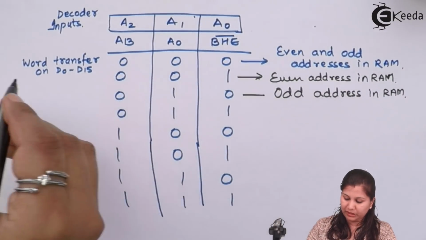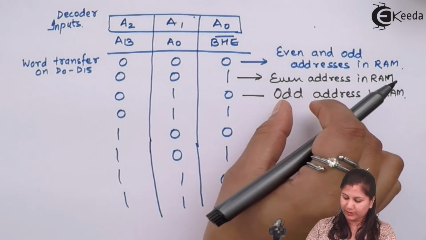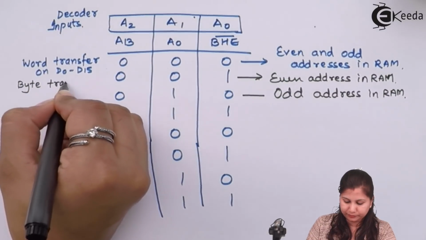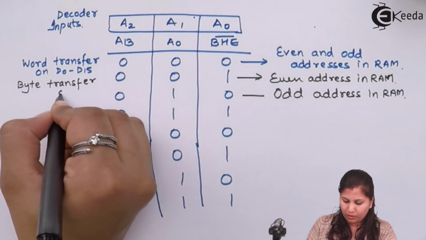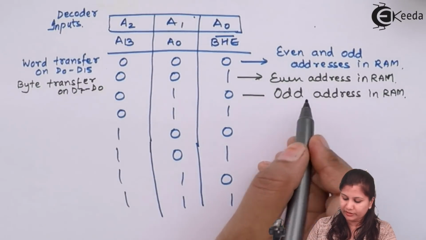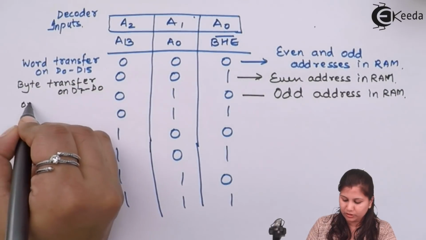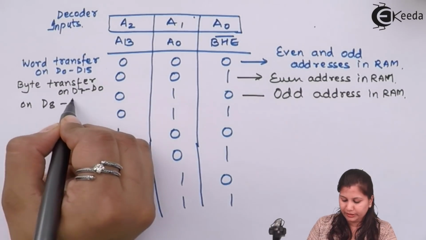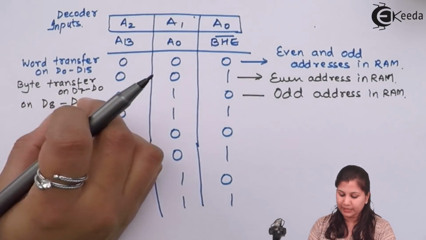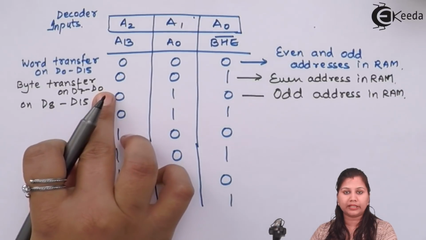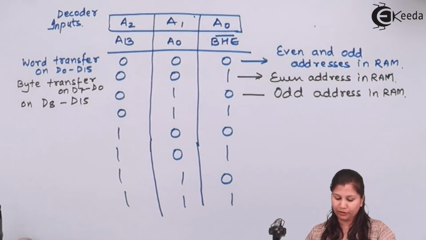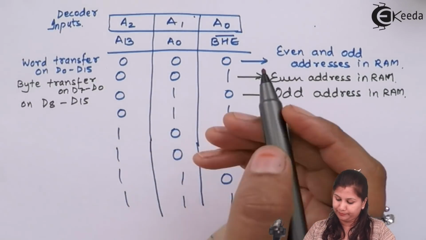Even address means 8-bit data is being transferred, so it means a 1 byte transfer on D7 to D0. And when an odd address is there, the byte transfer is on D8 to D15. We will use the upper order data bus for the odd address, and the lower order data bus will be used for the even address. So these 3 combinations are used for the RAM.